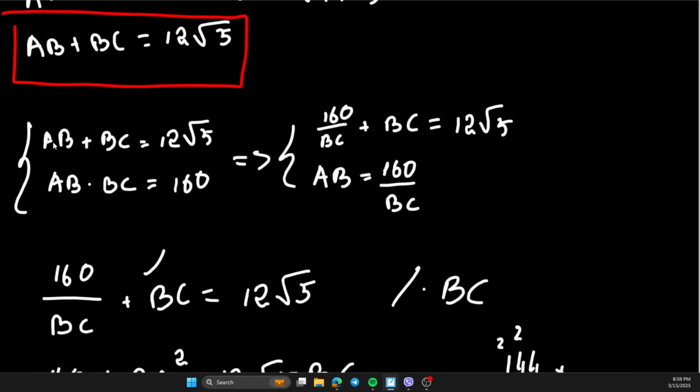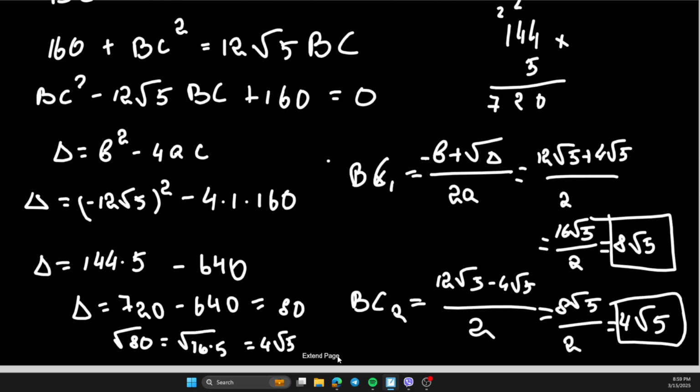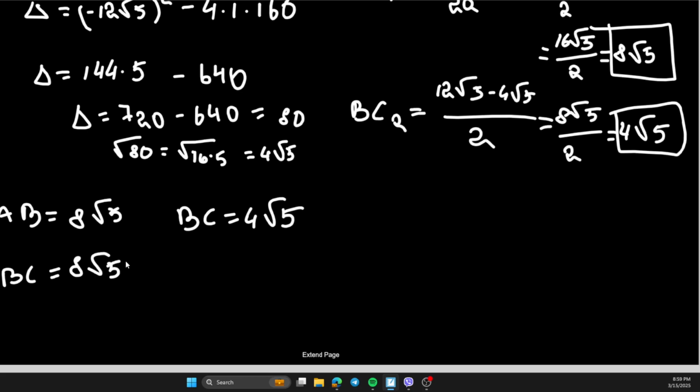Now if we say BC is 8 square root of 5, that means AB is going to be 4 square root of 5. If we say BC is 4 square root of 5, then AB is going to be 8, because this needs to add up to 12. So basically we just find both of them. It's either AB is 8 square root of 5 and BC is 4 square root of 5, or the other way around: BC is 8 square root of 5 and AB is 4 square root of 5. So this is our answer, this is for the first, this is for the second. It can be either of them, it doesn't matter which one.